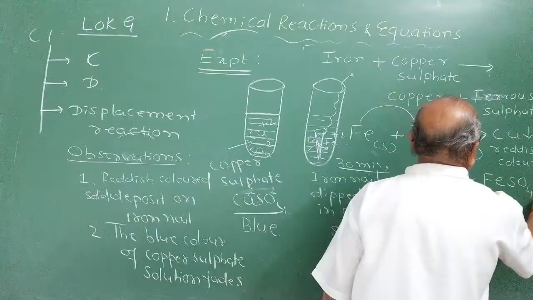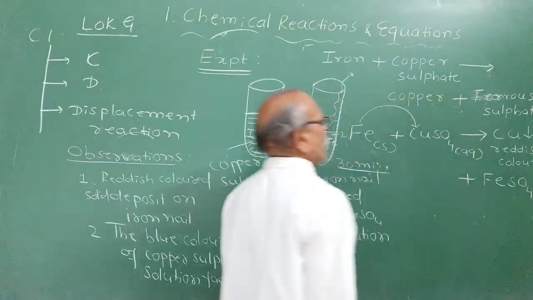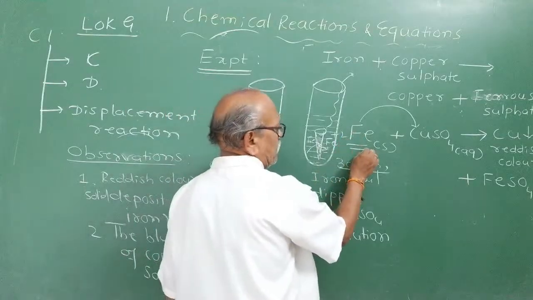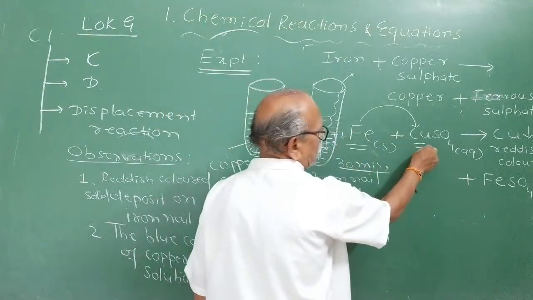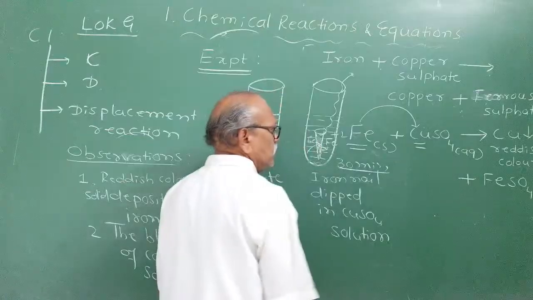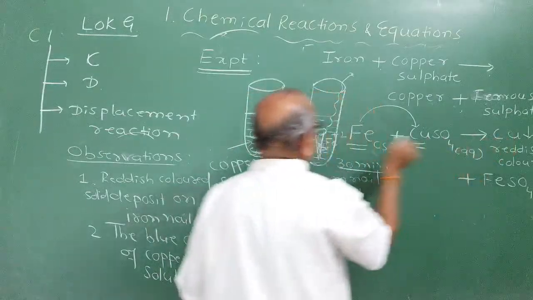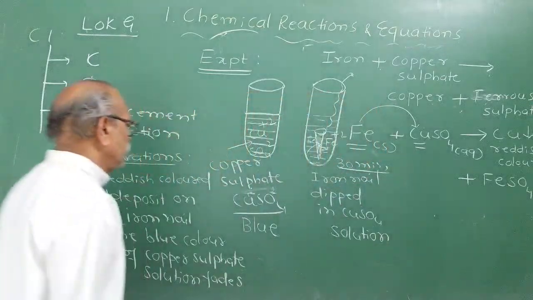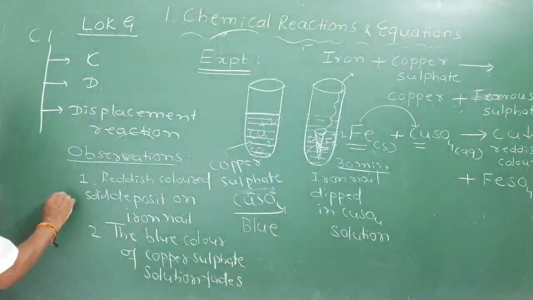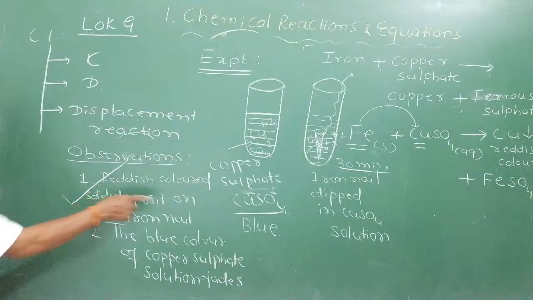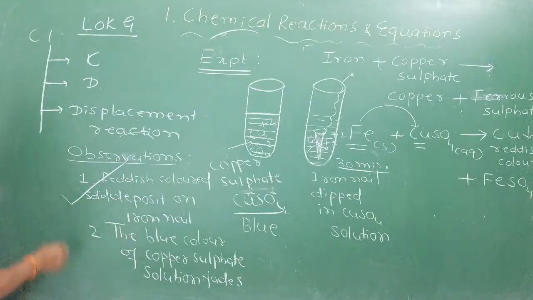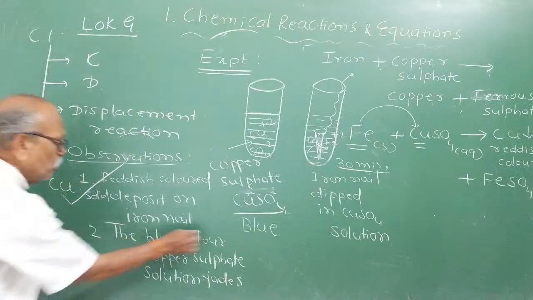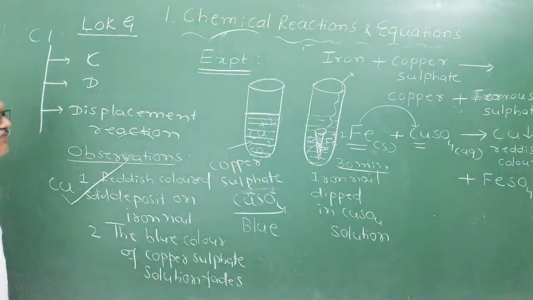Observe, ferrous sulfate will have the formula FeSO4. Now what happened here? The element iron displaces another element from the compound, and copper is deposited on the iron nail, and ferrous sulfate forms. Now you can explain the reasons for the observation. Reddish color deposit on the iron nail is because of copper. You have to answer: why does the blue color of copper sulfate solution fade?